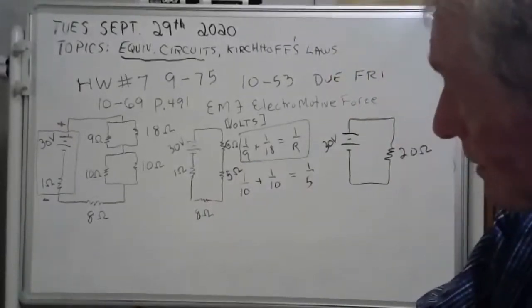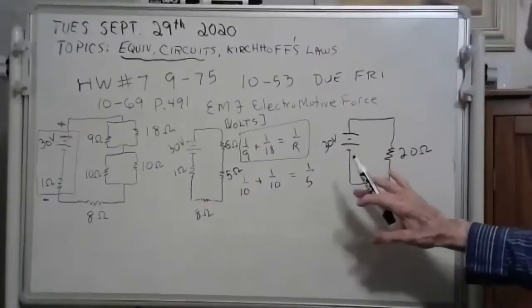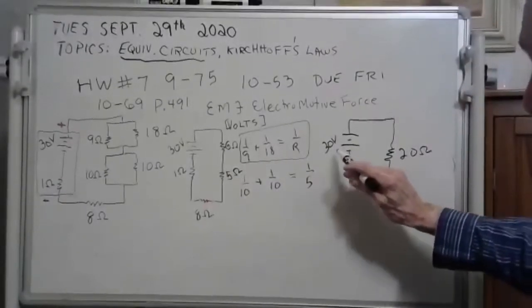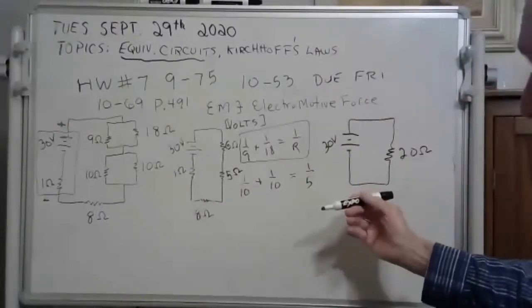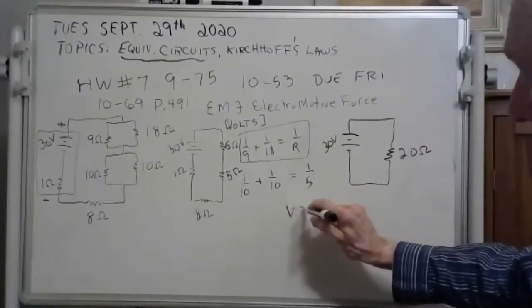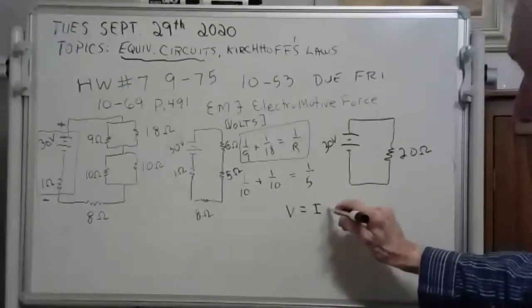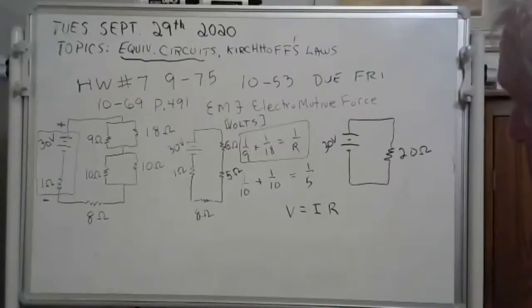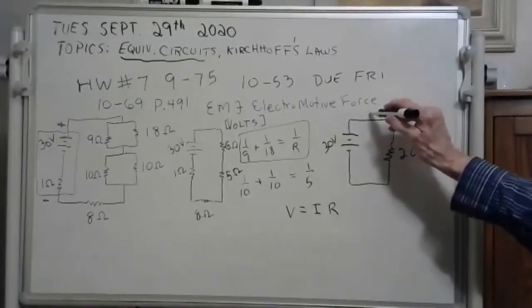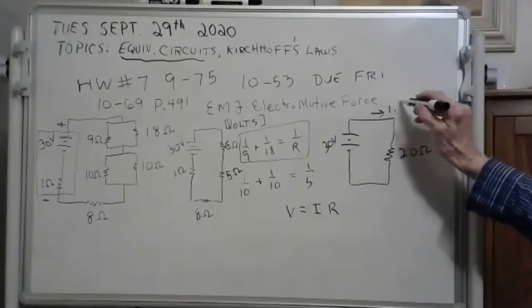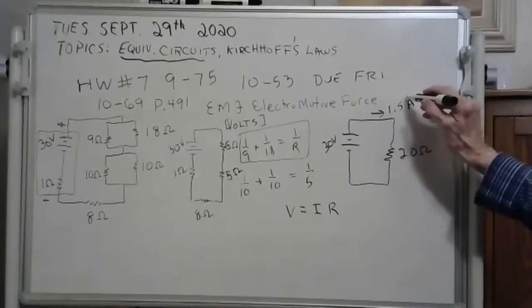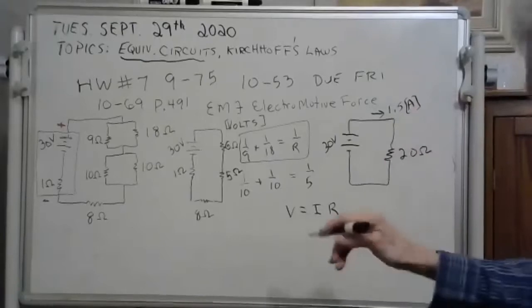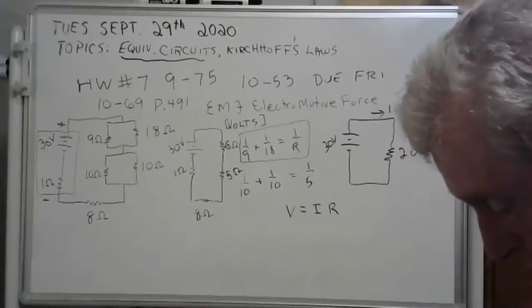We simplified things. And see, I can get the current now. Because if you have 30 volts and 20 ohms, you know how it works. V equals IR. Ohm's law for resistors. And if V is 30 and the resistance is 20, I'm getting 1.5 amps. I'll be glad to write that down if anybody needs me to.